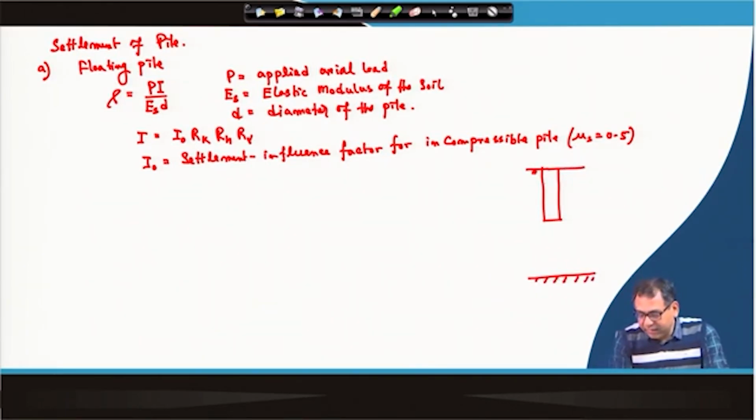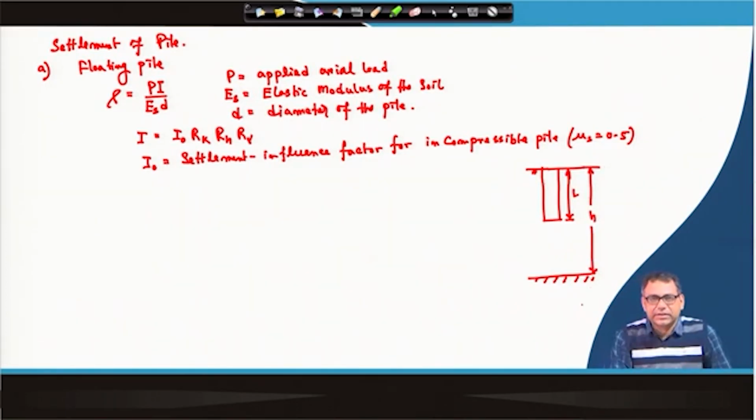It is a floating pile, with length L, and this is h, small h, which is the thickness of the layer. Then you also have to apply the correction factor, because this I is for infinite depth or thickness of the layer. If it is finite, then you have to apply the correction factor. So, these are three correction factors: one is the compressibility of the pile, one is the Poisson ratio of the soil, and another is for the finite thickness of the layer.